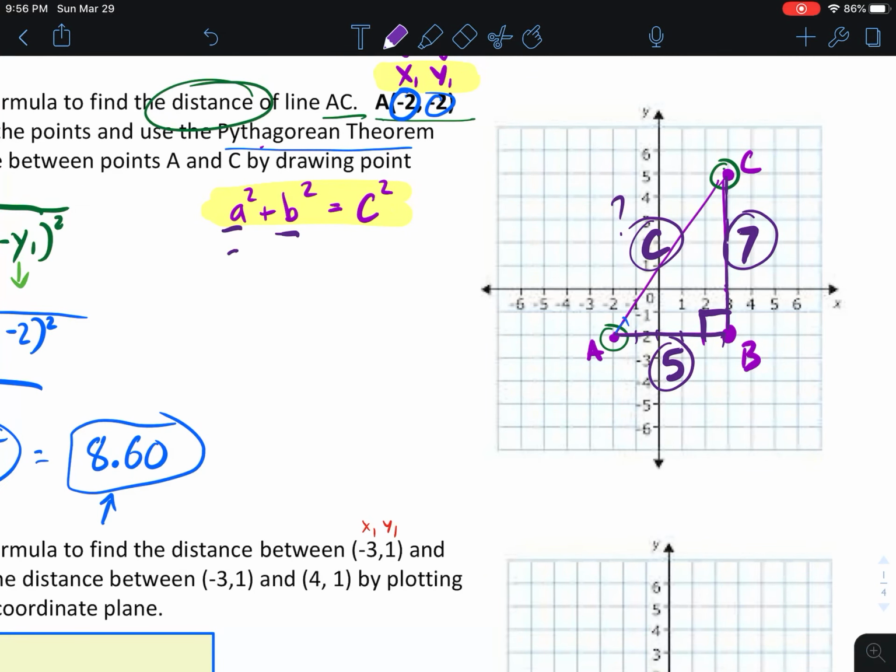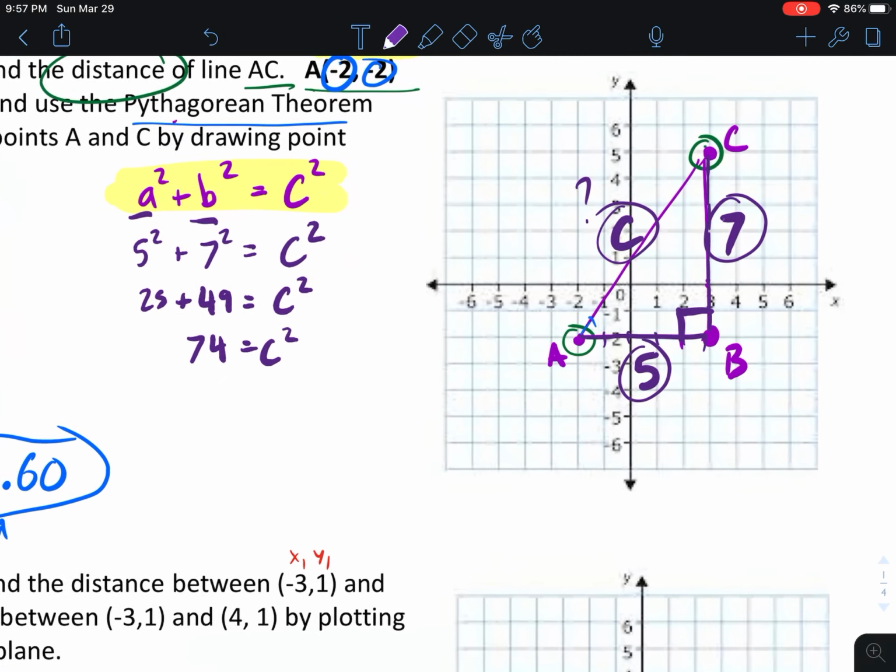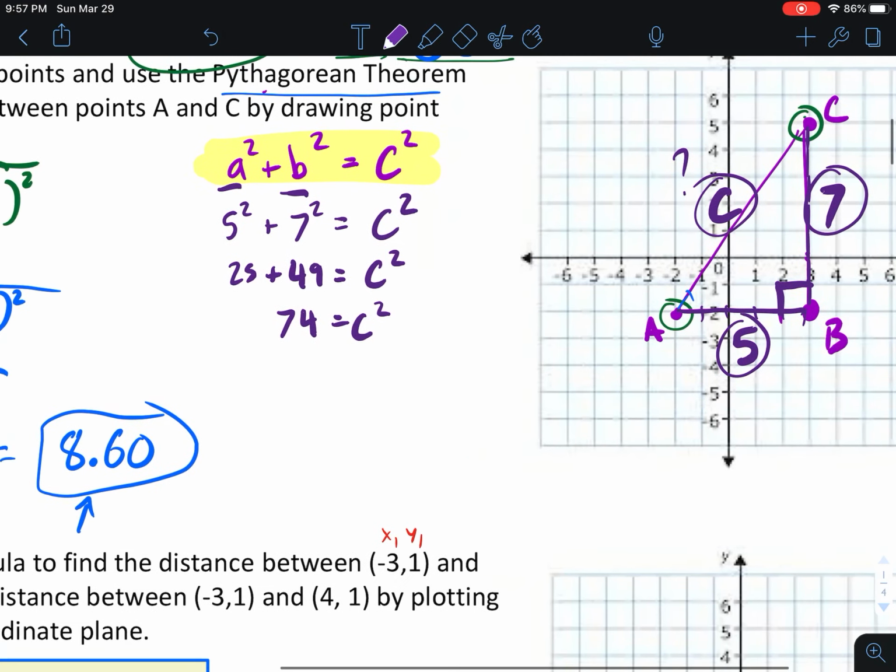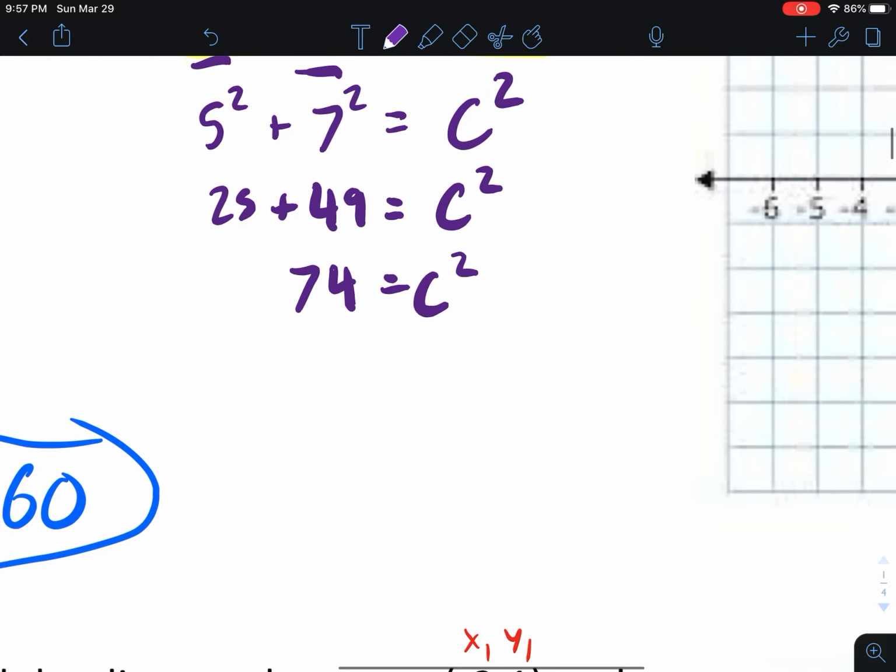So I'm just going to call 5 squared, A squared plus B squared is 7 squared equals C squared. I'm just going to solve this for C. Get C by itself. So I know this is 25. This is 49. This is C squared. Add them up. Again, this is 74 equals C squared. Now, do I stop there? Does that look like this line is 74 units long? No way. The C is almost by itself.